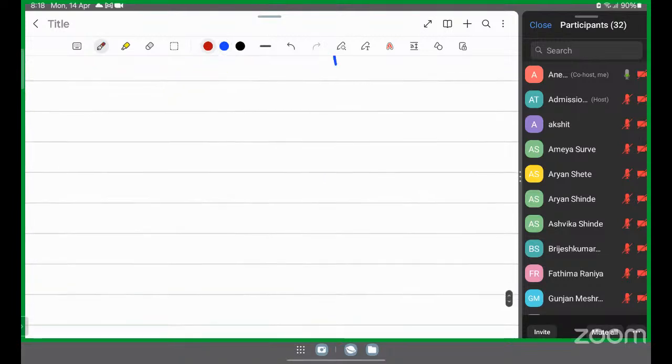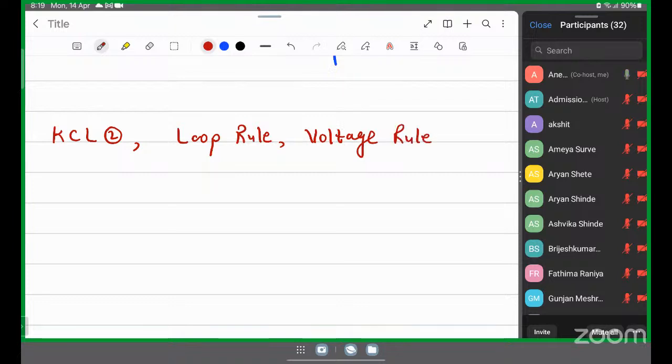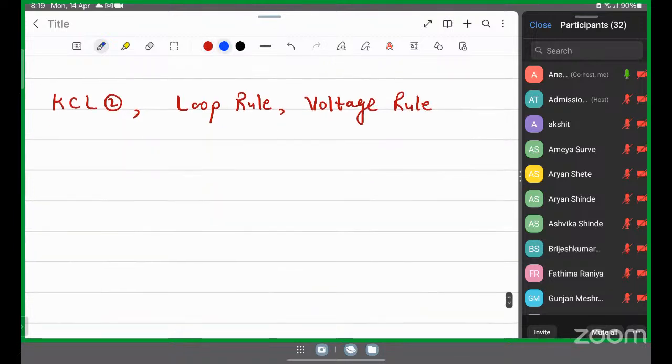Next we have KCL second, which is also known as loop rule or voltage rule. It states that in any closed circuit, net potential drop will be 0. Net potential drop will be 0 means net change in potential will be 0.